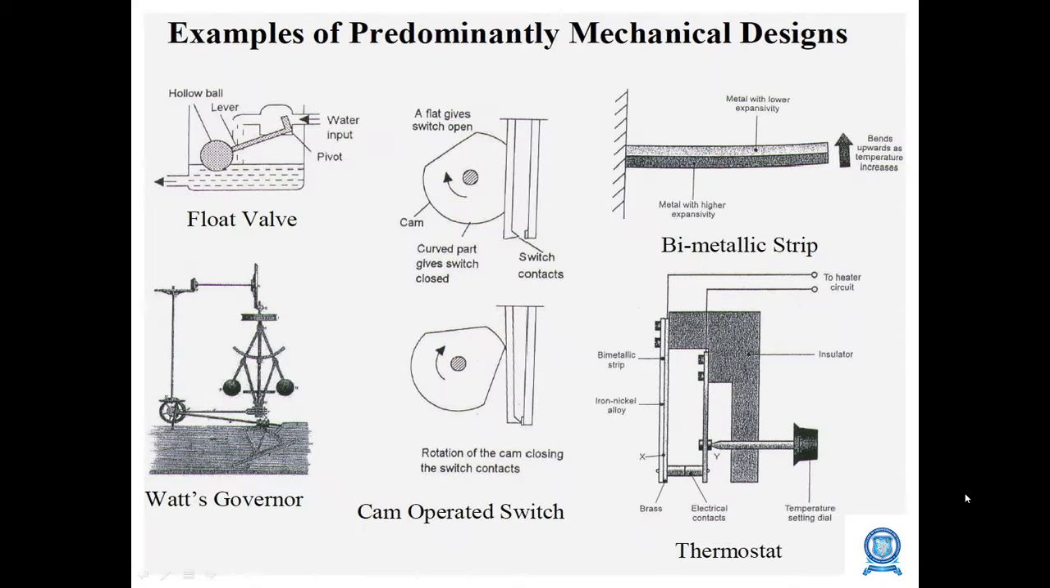So these are some of the examples of predominantly mechanical designs. The first one is the float valve. The second is a Watt governor. Third is a cam operated switch. Fourth is a bimetallic strip. And the last one is the thermostat. So these are some of the mechanical designs which are predominantly used.